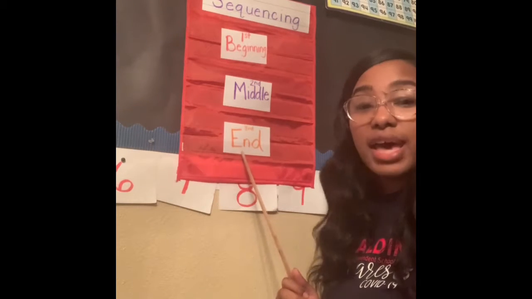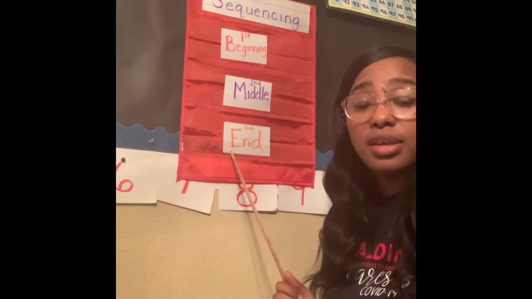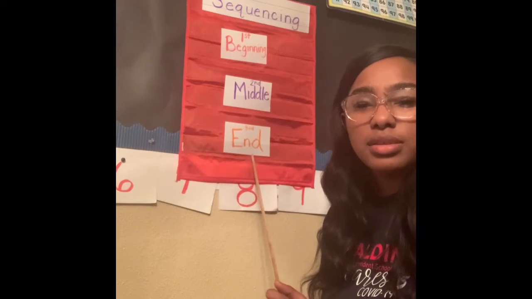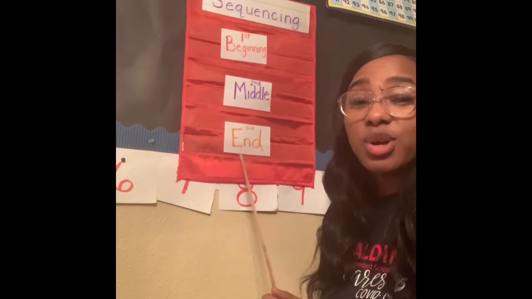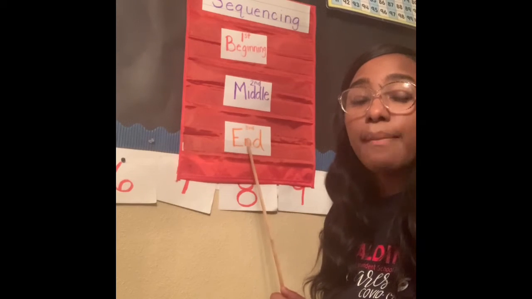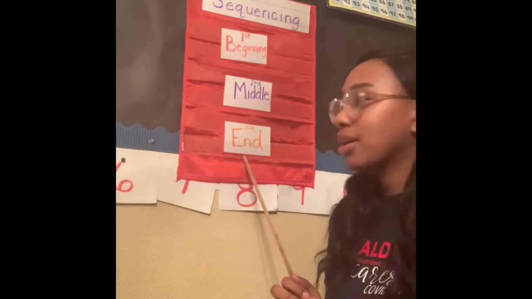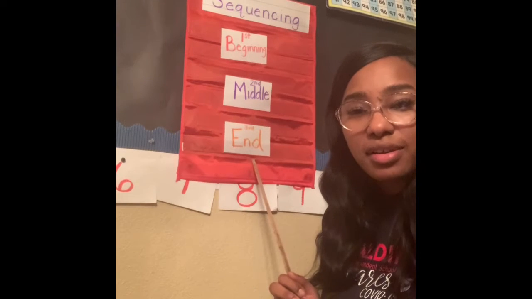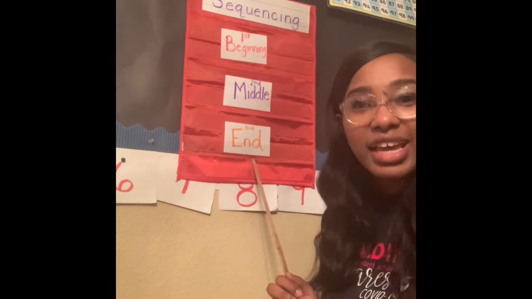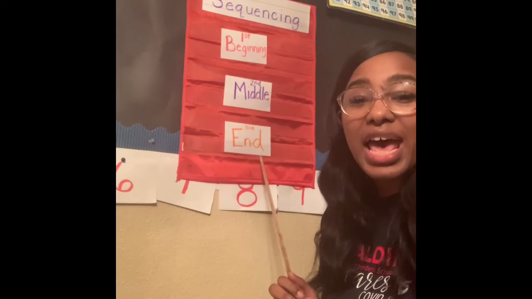And then we have end. End. What do you think end means? If you said what happened last, you are correct. End means what happened last. And if you look at the end, it's where? At the end, or end is last.